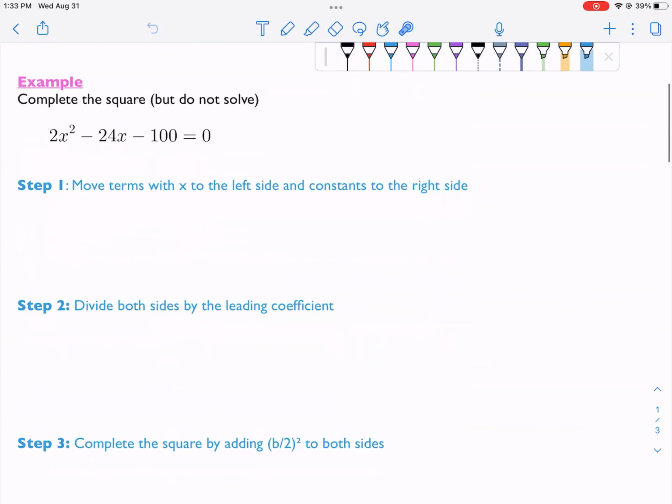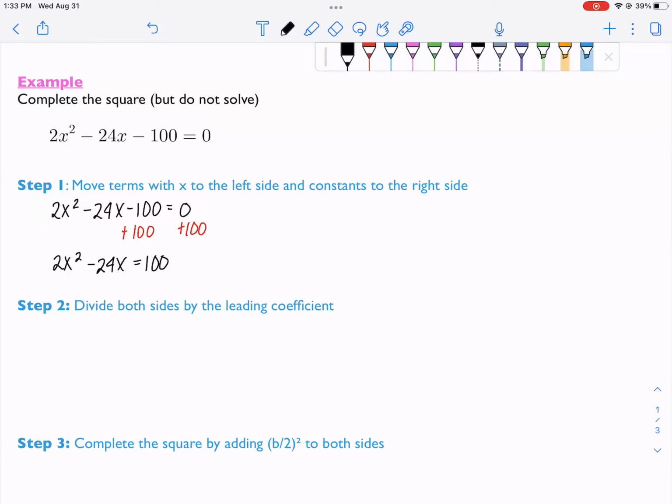Let's start with 2x squared minus 24x minus 100 equal to 0. The first thing we're going to want to do is keep all the x terms on the left and move any constants to the right side. So I am going to rewrite this equation. I am adding 100 on both sides to move that 100 over. And I now have 2x squared minus 24x equals 100.